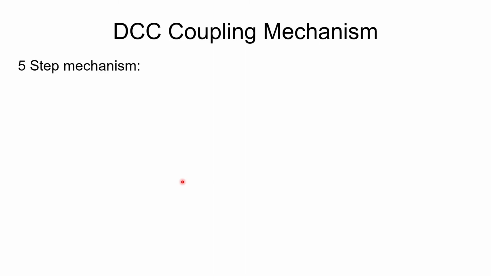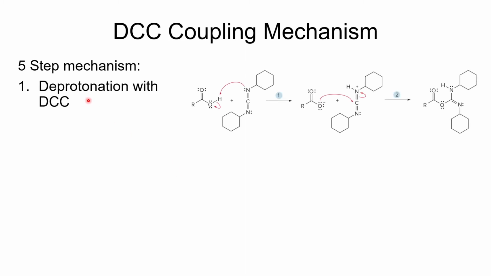So, a 5-step mechanism. First step, we're going to deprotonate our carboxylic acid with the DCC, the dicyclohexyl... My brain just stopped for a second. Let me say it again. Dicyclohexyl carbodiimide. All right, so the DCC is going to deprotonate our carboxylic acid.